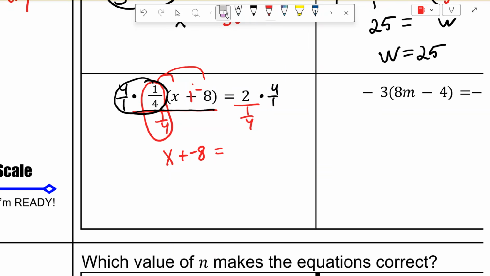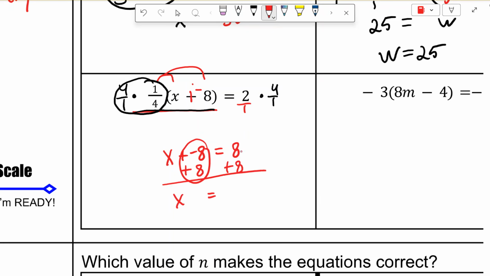Let me get rid of some of these things here. We're not doing this and this. What is 2 times 4? It would be 8. Now it's a super simple problem. The fraction is gone. And now we can add +8 to this side. That would give us 0. That will leave x by itself. And since we did it to this side, we're going to do it to this side over here. And 8 plus 8 is 16.